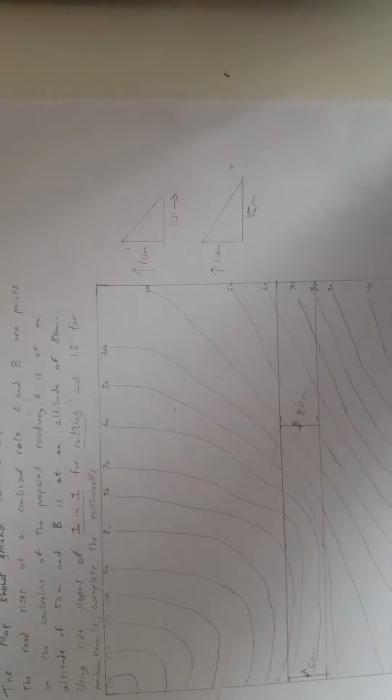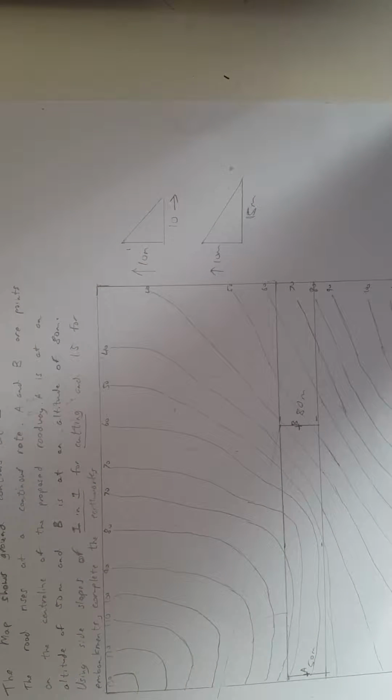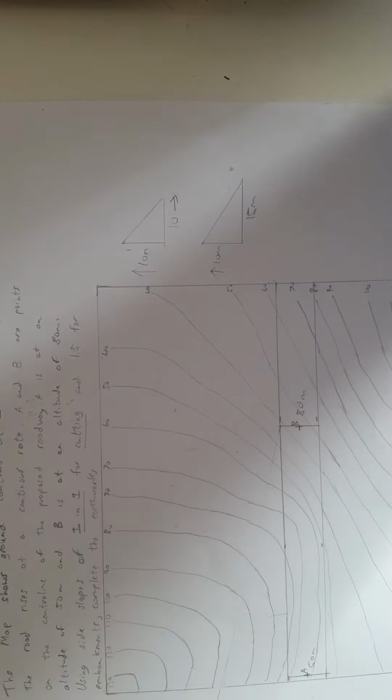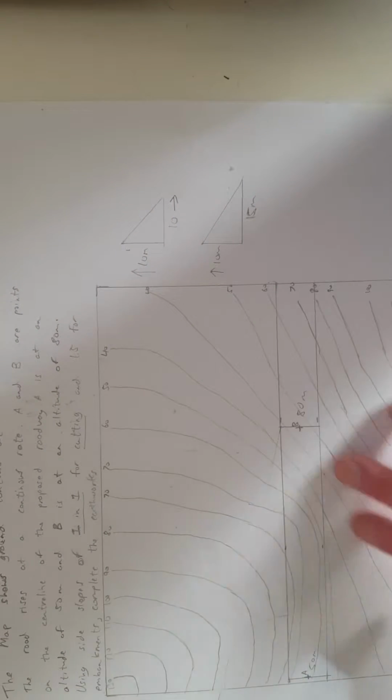My name is Ross Conley, student number 15148424, and I'm going to explain to you the road maps, particularly the inclined roadway. So firstly, we have our question laid out here.